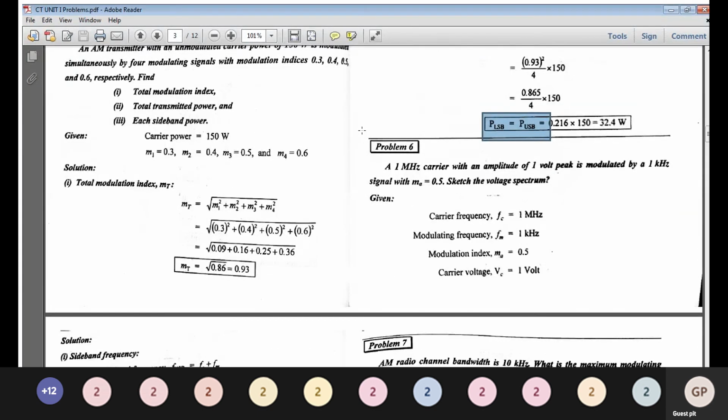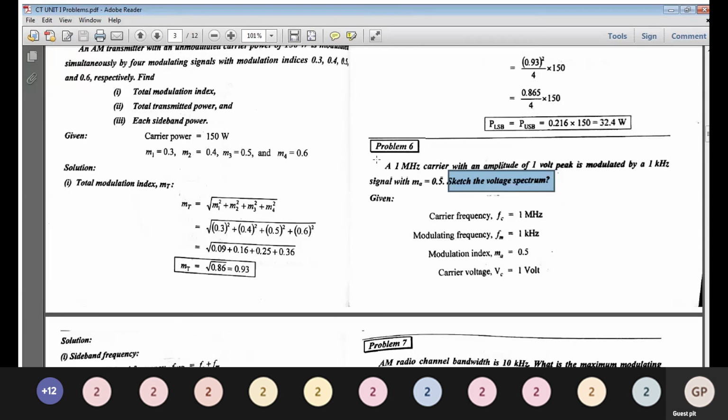Okay, ma. Our next problem is a 1 megahertz carrier with amplitude. Carrier means carrier frequency 1 megahertz with the amplitude value 1 volt. A 1 megahertz carrier with an amplitude of 1 volt peak is modulated by a 1 kilohertz sine signal with modulation index 0.5. Sketch the voltage spectrum.